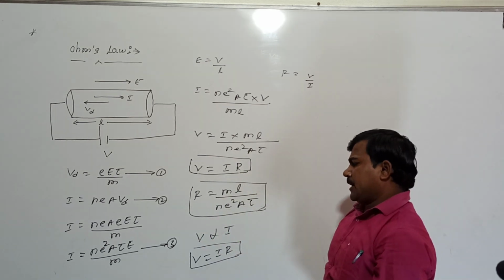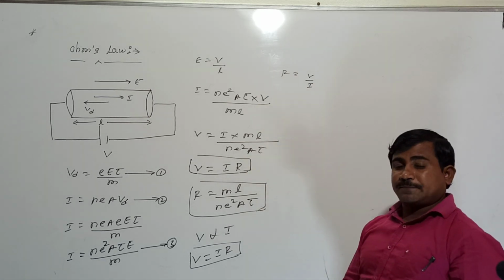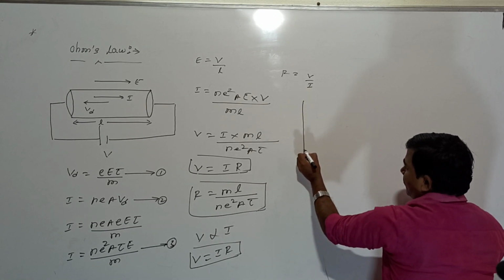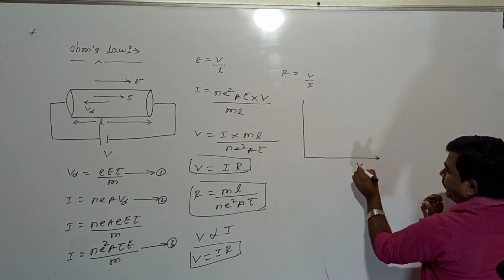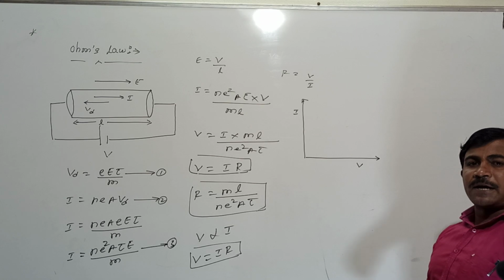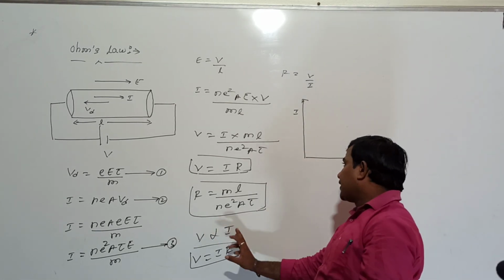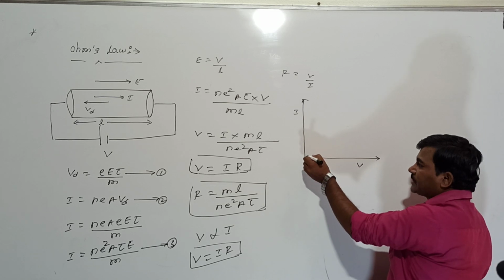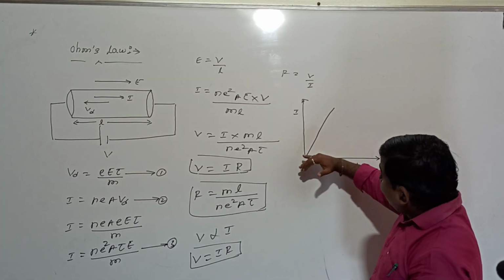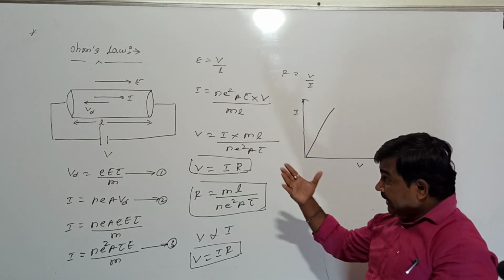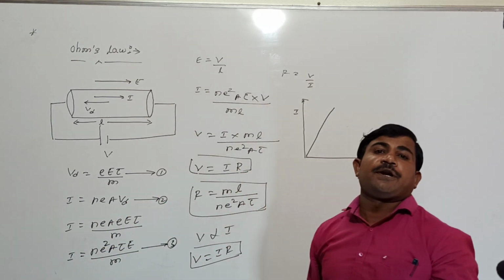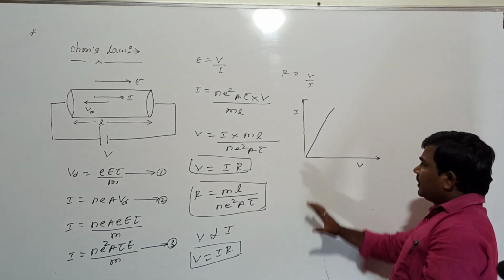From this, what are we taking? V is directly proportional to I. How can you show it graphically? See here, along the x-axis we will take the applied potential difference, and along the y-axis we will take the current. Potential difference is directly proportional to current, and the graph is possible like this. The graph is linear, provided the length of the conductor, area, temperature, stress, and strain, along with some other physical quantities, remain constant.